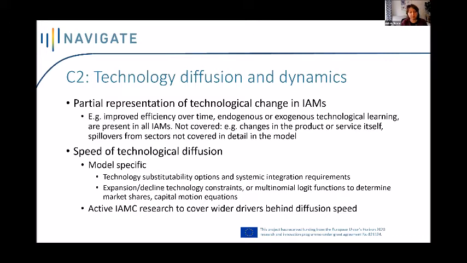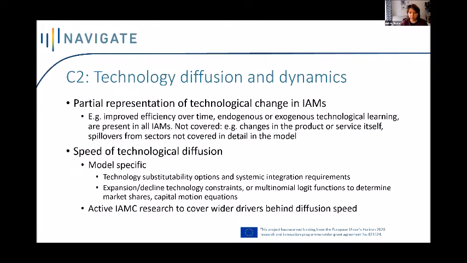In relation to the speed of technological diffusion, that is more model specific, being determined by the availability of technology substitutability options and system integration requirements. But in reality, the speed of diffusion depends on many factors such as energy and climate policies, but also non-policy drivers such as niche markets for certain new products, fit with the existing infrastructure, or public acceptance of technology. Now, rather than endogenizing these drivers, optimization IAMs represent technological diffusion by introducing expansion or decline technology constraints, either specific to technologies or groups of technologies.